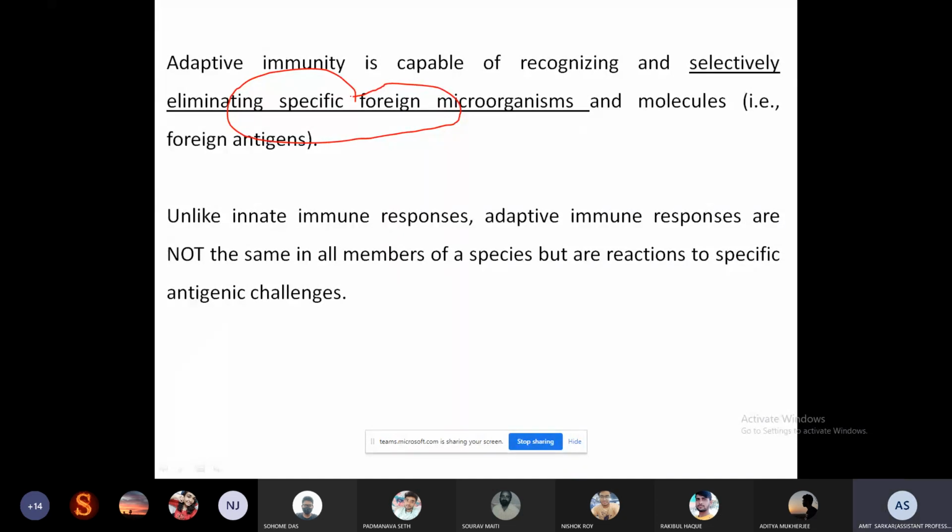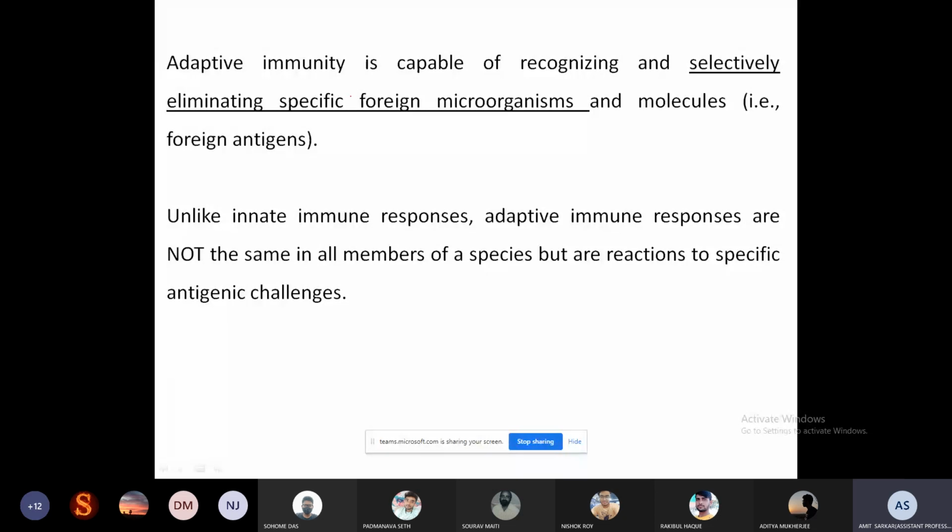So maybe you have the protection against E. coli, but you do not have the protection against Salmonella. So E. coli protection is not going to help you. So that is a good or bad thing about adaptive immunity. Unlike innate, adaptive immune responses are not the same in all members of a species.